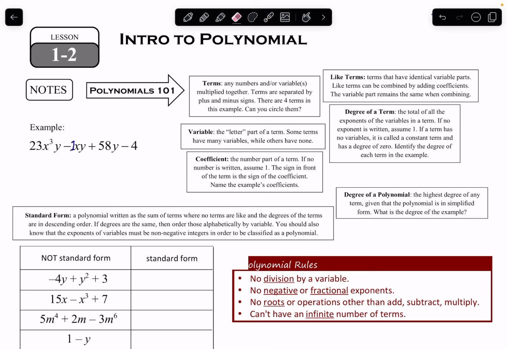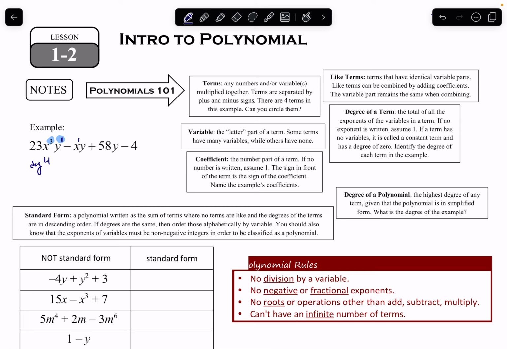What am I missing here? We've got degree of a term. So if you take your variables, like in this first term right here, 23x cubed y, we don't see it, but the y has an exponent of 1. We don't write it because that's a waste of time. But the degree of this term is what I get if I add the exponents together that are connected to the variables. So that 3 right here and this 1 get added together. So this term has degree 4.